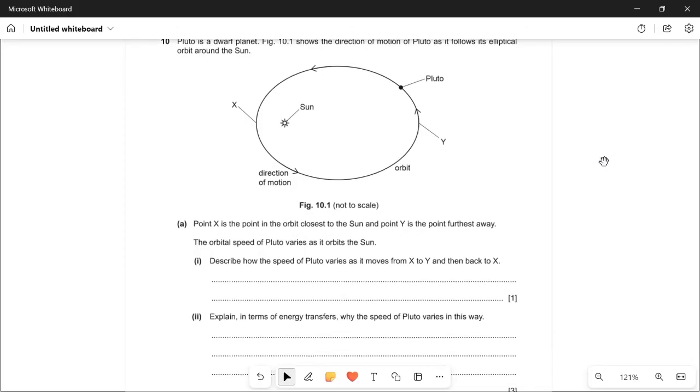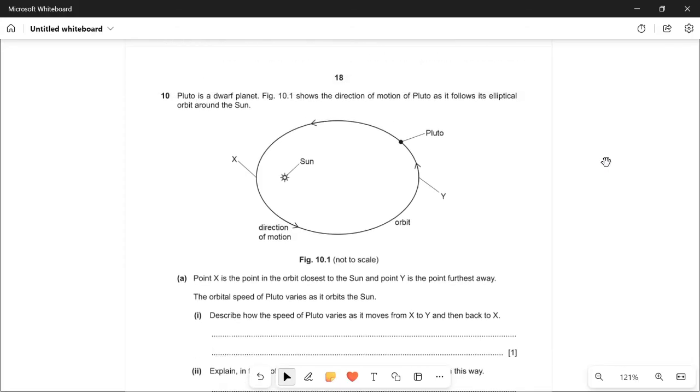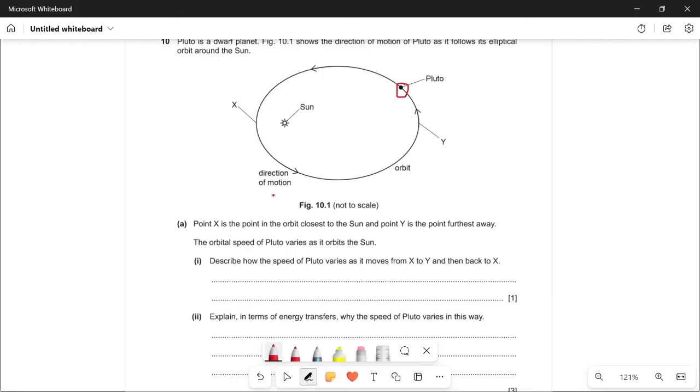Number 10. I think this is the last question, and it's about space. Pluto is a dwarf planet. Figure 10.1 shows the direction of motion of Pluto as it follows its elliptical orbit around the Sun. So this is Pluto over here, and it's moving anti-clockwise around the Sun. Point X is the point in orbit closest to the Sun, and point Y is the furthest away. The orbital speed of Pluto varies as it orbits the Sun. Describe how the speed of Pluto varies as it moves from X to Y and then back to X.